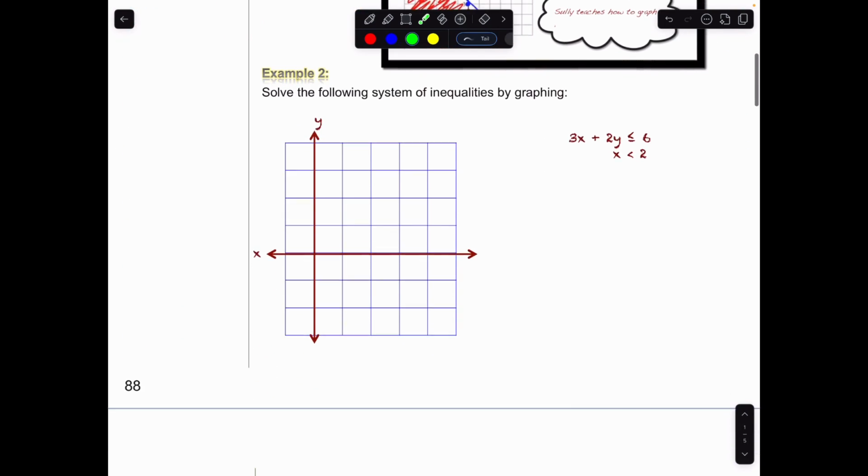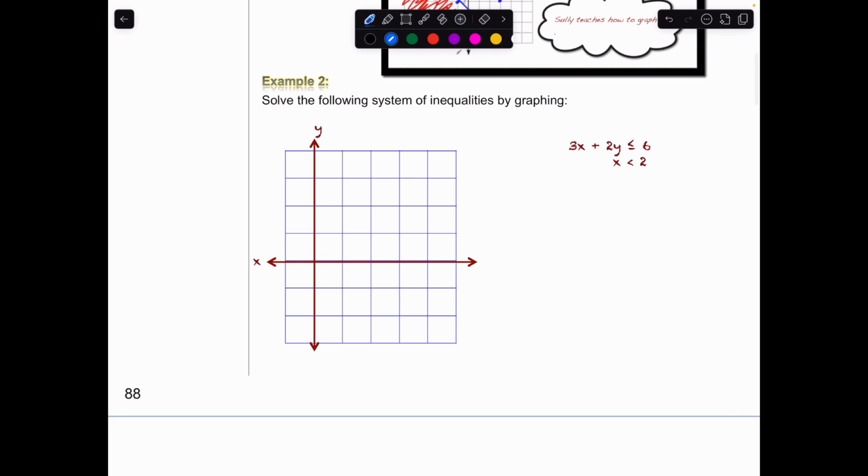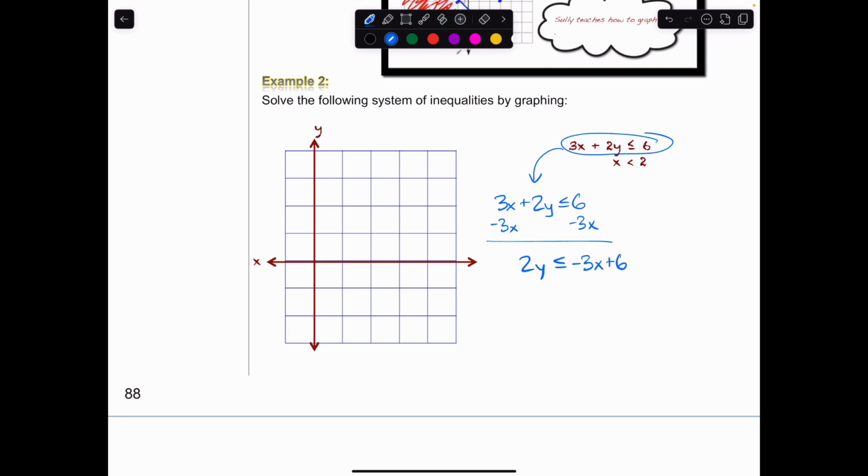Okay. So I talked a little bit about graphing, but let's go ahead and dive right into graphing now. If we're going to solve this system of equations by graphing, let's graph the first one. I'm going to get this in slope-intercept form. You don't have to. You could graph it using intercepts. I just like using y equals mx plus b form. So I'd be left with 2y on the left side of this inequality. I'll have negative 3x plus 6 on the right.